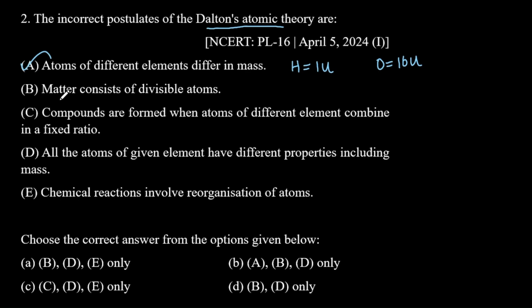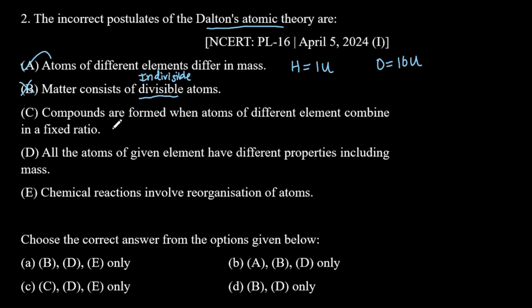The second statement is, matter consists of divisible atoms. Here the word divisible is given. This statement is wrong because the actual statement is, all matter is made up of tiny indivisible atoms. So according to Dalton, matter consists of indivisible atoms. So the second statement is wrong.